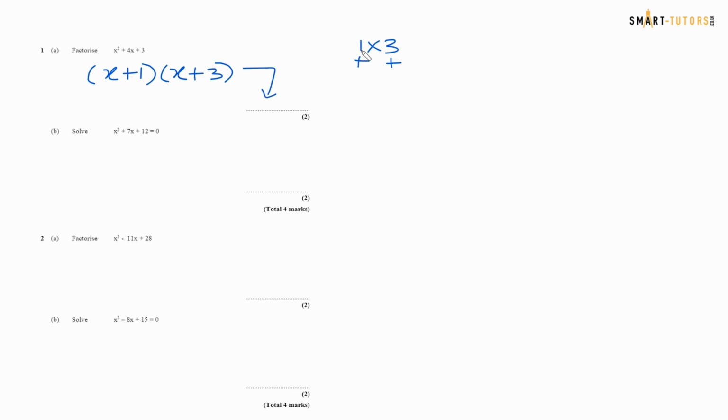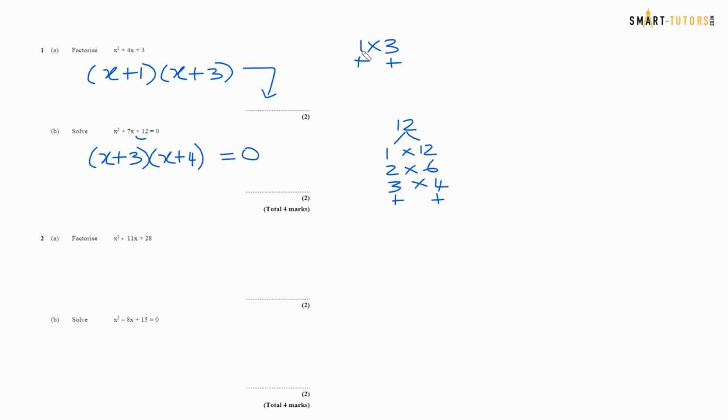Next question, B part, solve x squared plus 7x plus 12 equals 0. First of all, we will factorize the quadratic, which is 12. The factors of 12 are 1 times 12, 2 times 6, 3 times 4. So here the sign is plus, so you need to add the factors. So 4 plus 3 is 7. So plus 3 and plus 4. So the factorization is x plus 3, x plus 4 equals 0.